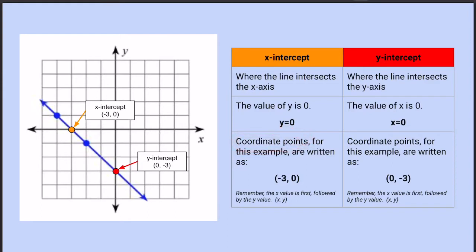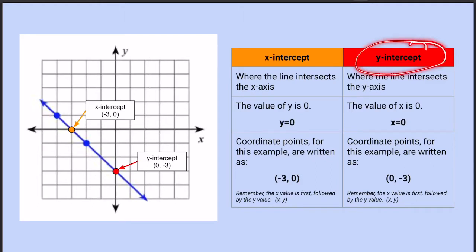So this is -3. This point is located at -3, 0. So you write it this way. Remember, the x value is first, followed by the y value. So x and then y, okay?